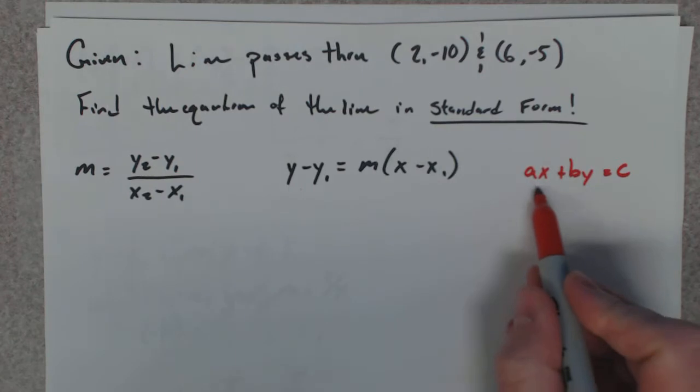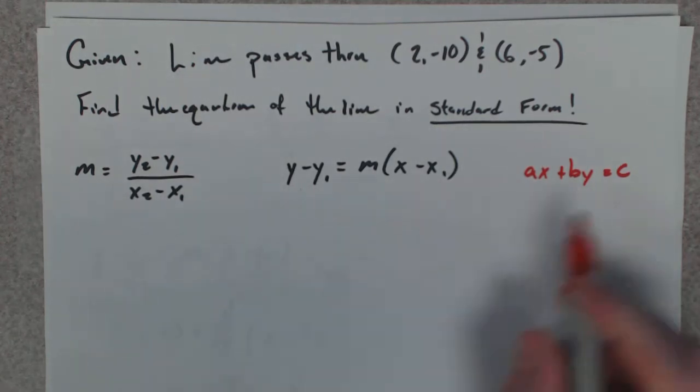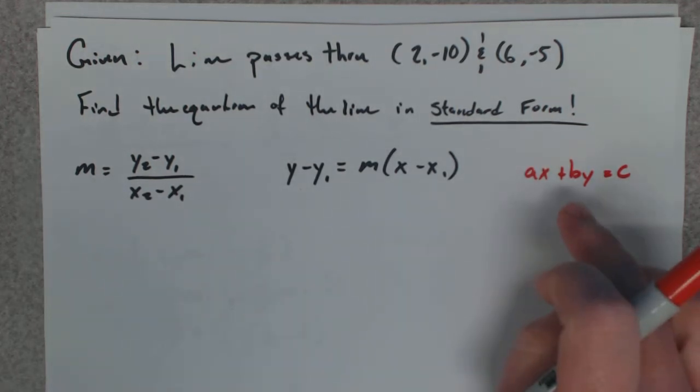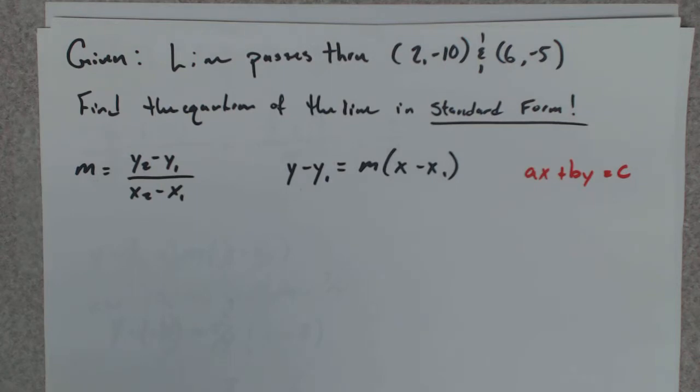Or roughly, just make sure your x's and y's are on one side, and then all the numbers are on the right side. The other thing about standard form, some people will say that you cannot leave a, b, and c in fraction form. So some people don't like to see fractions for a, b, and c. So I'm gonna stick to that and make sure if for some reason my equation at the very end has fractions in it, I'm going to multiply to get rid of all the fractions.